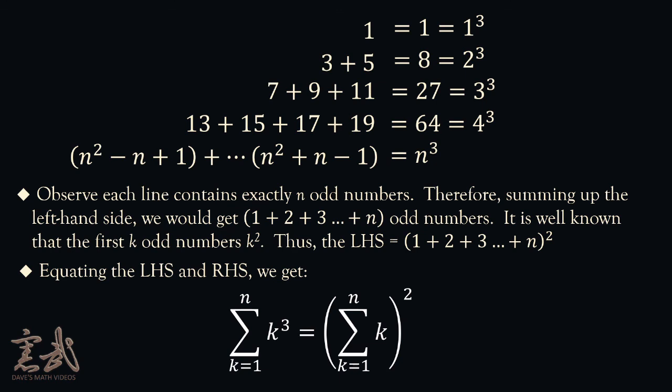Then we can add up the right-hand side, equate the two, and we find the sum of the first n cubes is equal to adding up the numbers 1 through n and then squaring them.